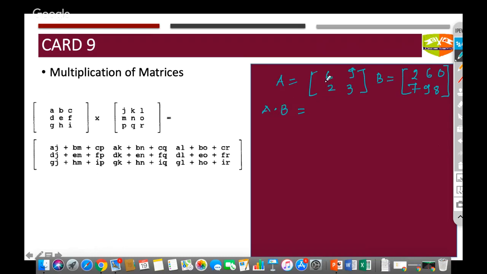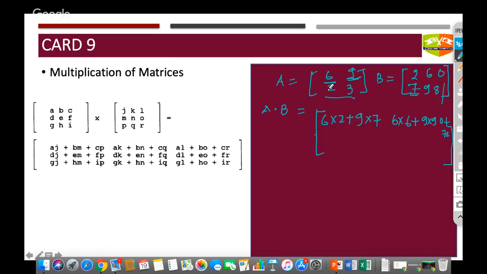So you look here, I take the first term here, 6 into 2, plus I'll take the second term here and multiply it to this 7. So this becomes 9 into 7. Now I'll take 6 here and multiply to the second here. So 6 into 6 and plus 9 into 9. Then I'll take 6 into 0, which becomes 0, and 9 into 8, which becomes 72. And I'll do the same thing here. I'm exhausted with all the columns here.